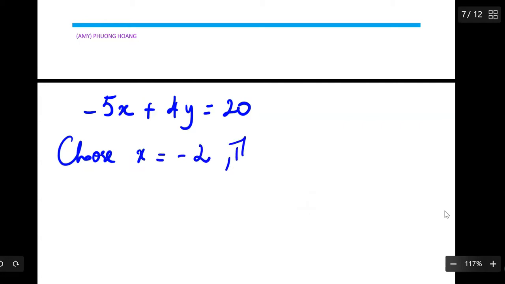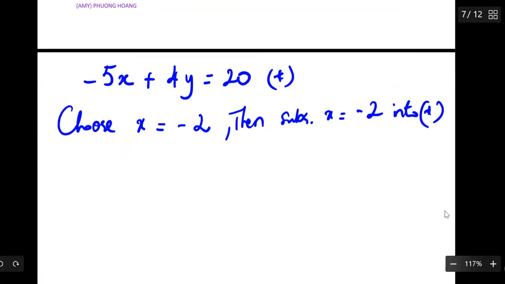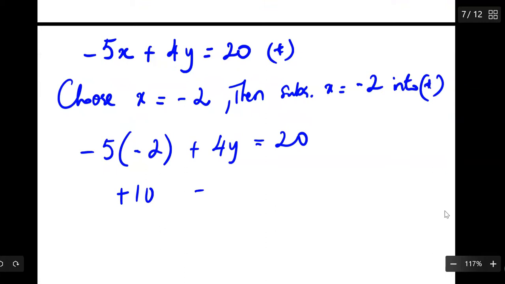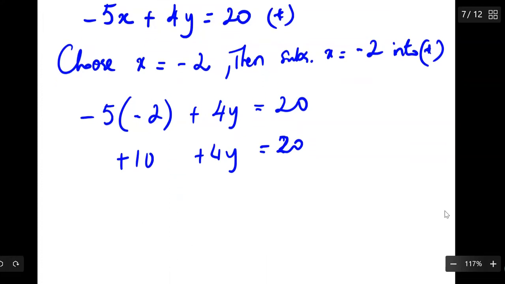Okay, then substitute x equal to negative 2 into star again. So this equation, I call it a star. Okay, so here I will have negative 5 times negative 2 plus 4y is equal to 20. So this should be positive 10 plus 4y equal to 20. You will add 10 to the side. Okay, so here is 20 and plus 10 plus 4y.